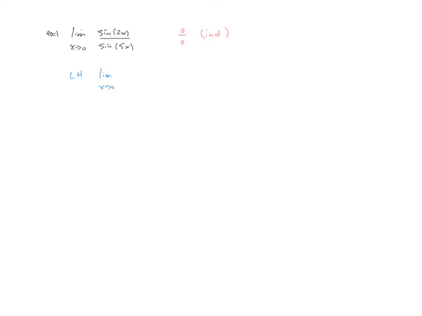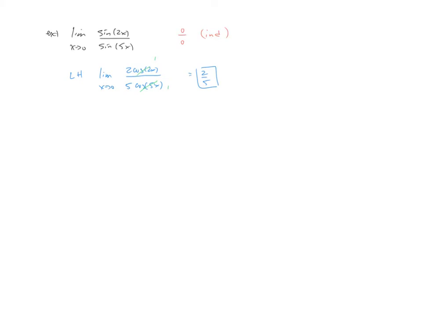Now, for L'Hopital's rule, this is equivalent to the derivative of the numerator, which would be 2 cosine 2x, divided by the derivative of the denominator, which would be 5 cosine 5x. At which time you're ready to go ahead and reevaluate. These cosines at 0 would go to 1, leaving us with a final answer of just 2/5.